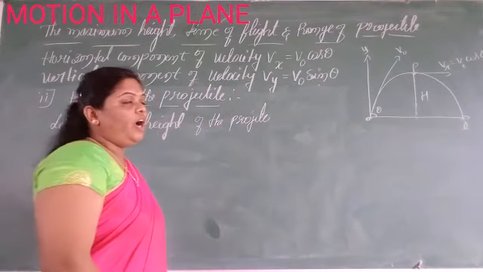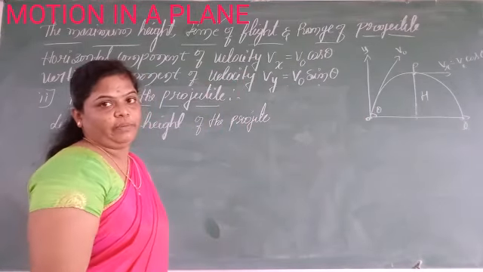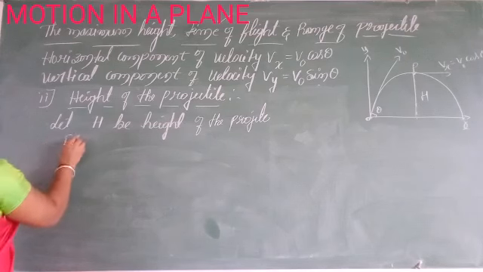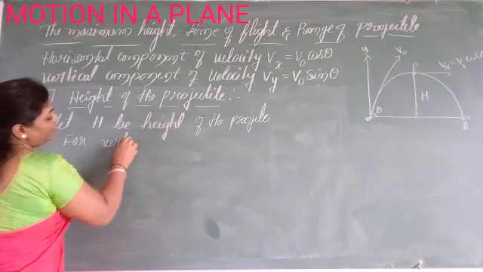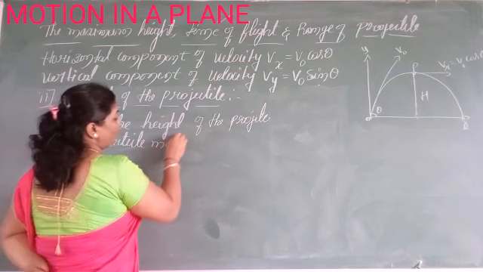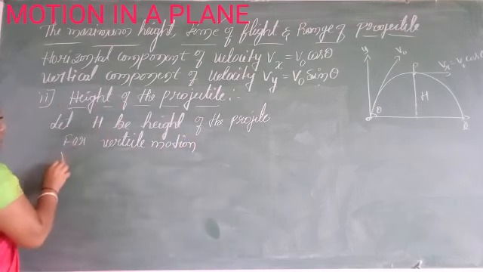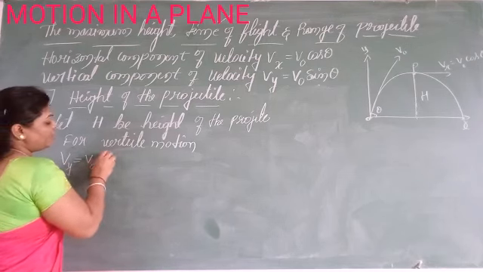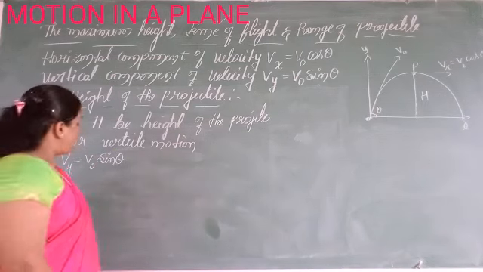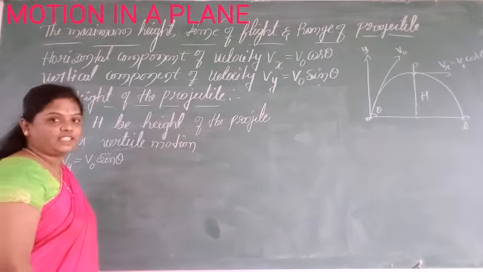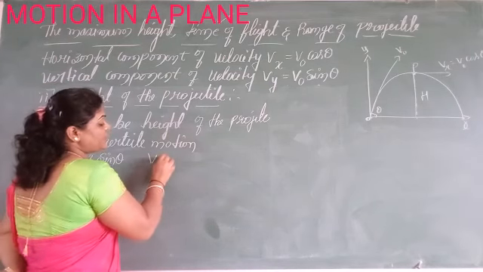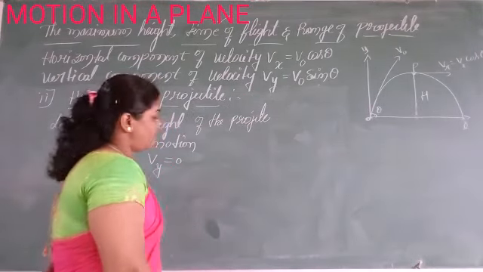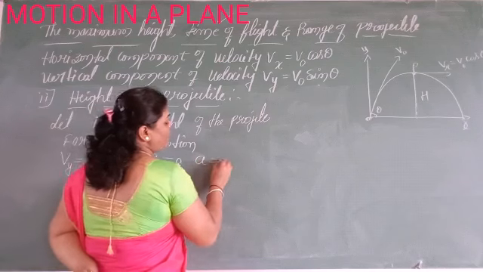So now what we have to do is find the equation for h, that is the maximum height of the projectile. See, for vertical motion, we know the velocity v is equal to v naught sin theta. The vertical component of velocity is vy equal to v naught sin theta, and the final velocity becomes 0. Why? After the maximum height is reached, the final velocity becomes 0. Then a is equal to minus g.